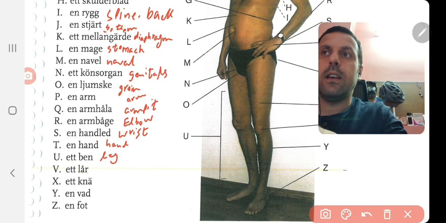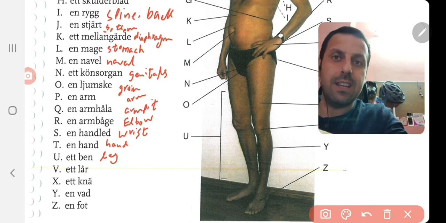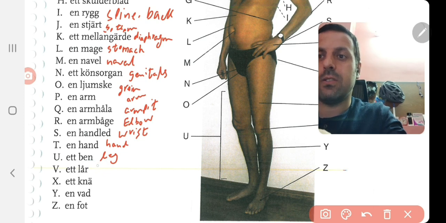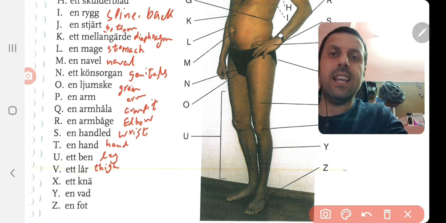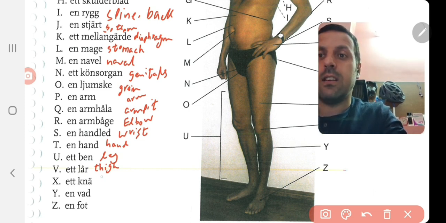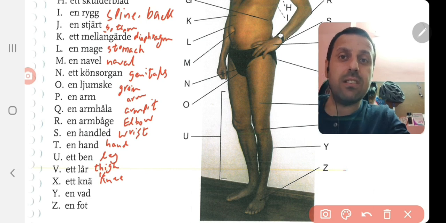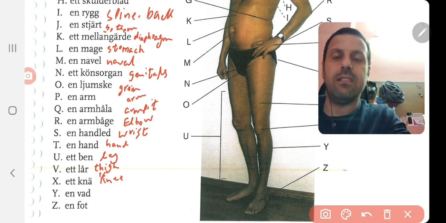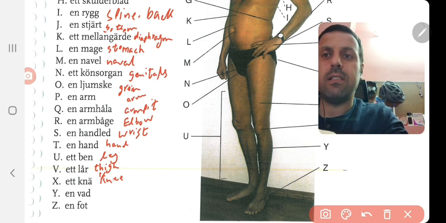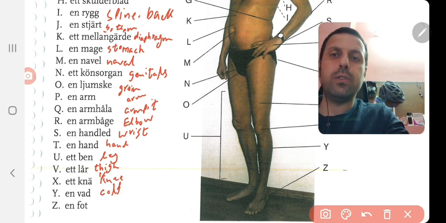Lår is actually the upper part of the leg, so it's called thigh in English, as a medical term. Knä is actually the knee. Knee. Vad is actually the backside of the leg, and it's called calf in English. Calf. Fot is foot, the same, but with different spelling.